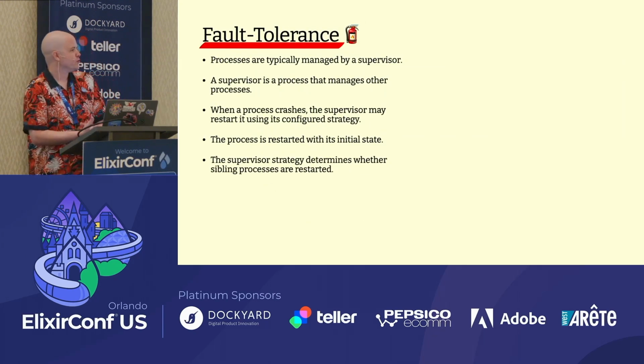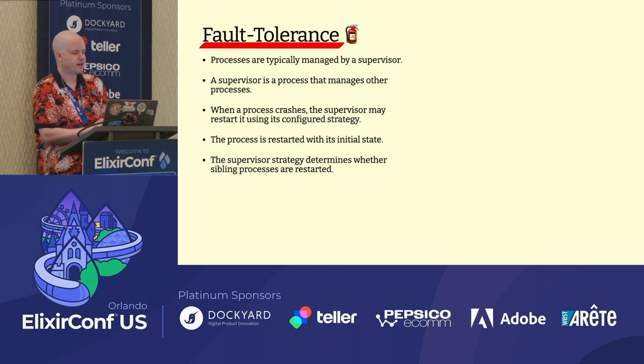With Elixir and the virtual machine that we run on, we also get fault tolerance because these processes are typically managed by a supervisor. They don't have to be, but typically when you're starting a new application, you're going to start it with a supervisor. You may have multiple supervisors if your application's a little more advanced. A supervisor is essentially just a process that monitors other processes and is configured to do that. There's a special kind of supervisor behavior, if I remember correctly.